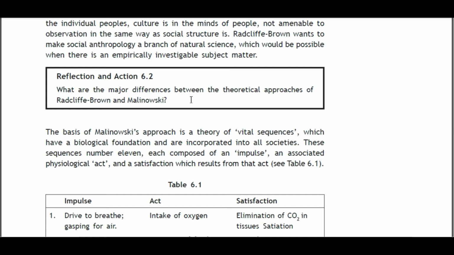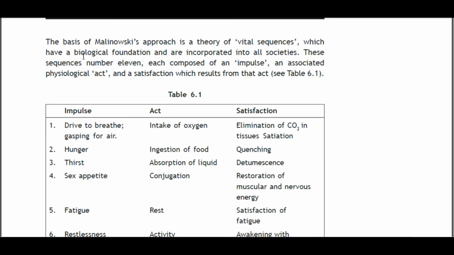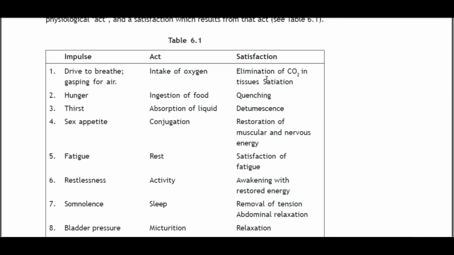What are the major differences between the theoretical approaches of Radcliffe-Brown and Malinowski? The basis of Malinowski's approach is a theory of vital sequences which have a biological foundation and are incorporated into all societies. These sequences number 11, each composed of an impulse, an associated psychological act, and a satisfaction which results from that act. This is the table shown here.